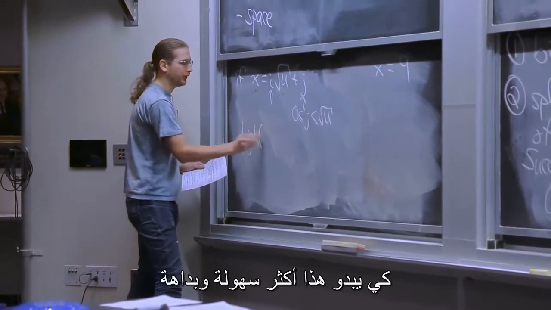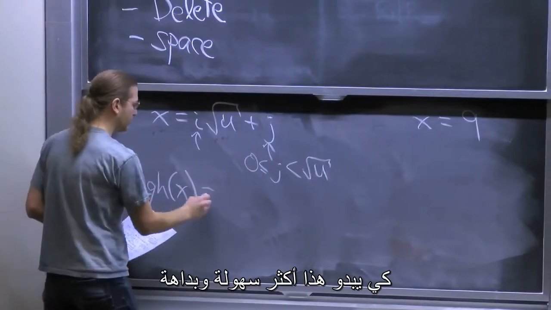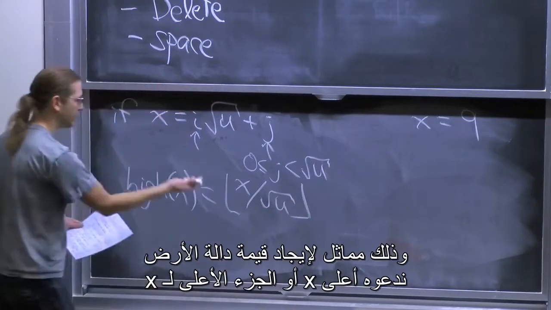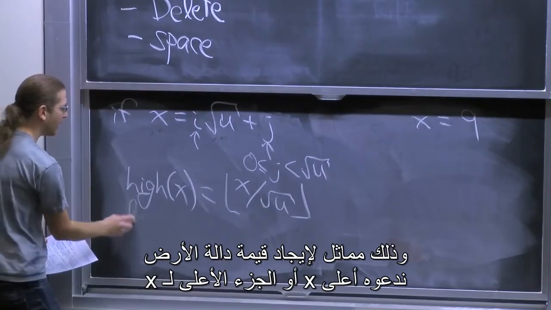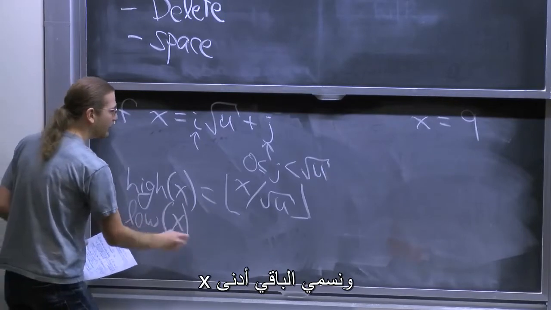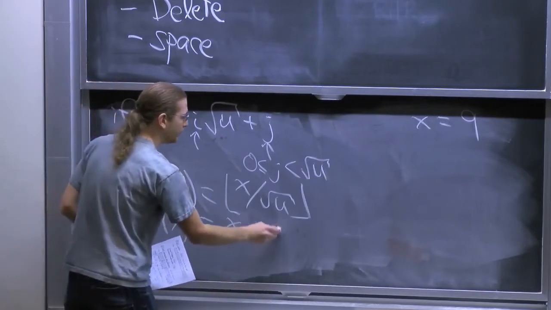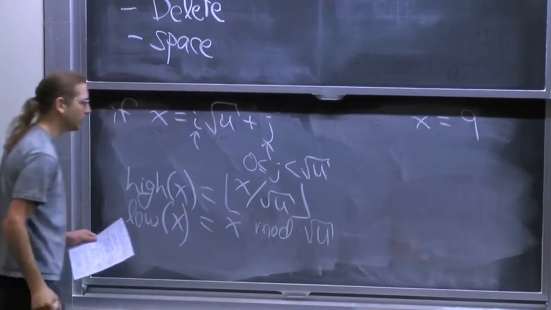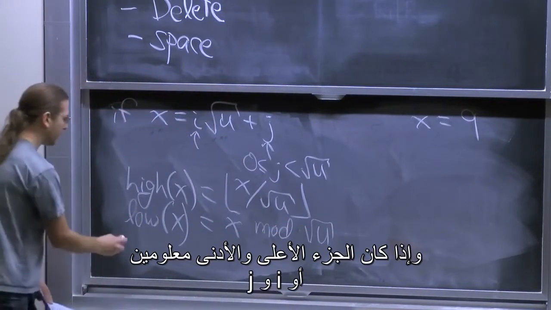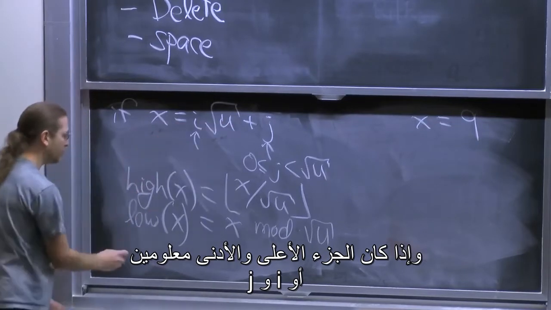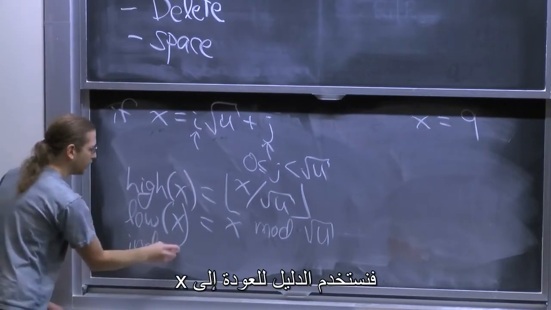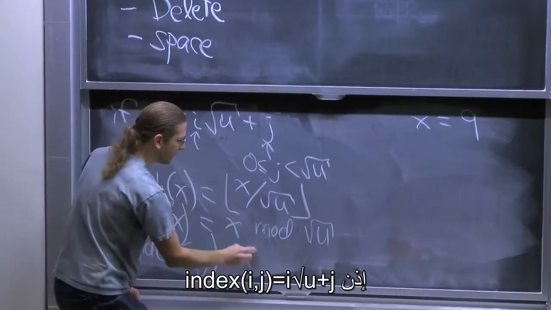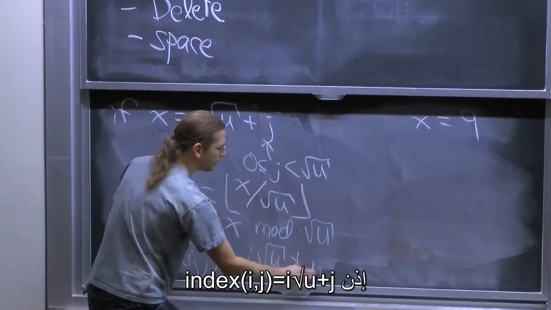define some functions to make this a little easier and more intuitive. When I do integer division by square root of u, just like taking the floor, I'll call that high of x, the high part of x, and low of x is going to be the remainder. That's the j up here. And if I have the high and the low part, the i and the j, I'm going to use index to go back to x. So index of i, j is going to be i times square root of u plus j.